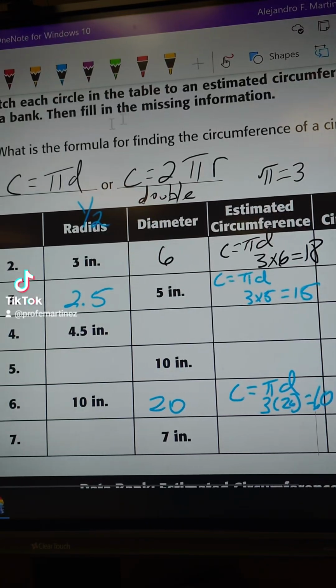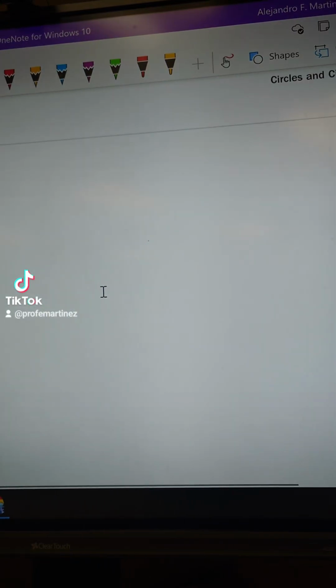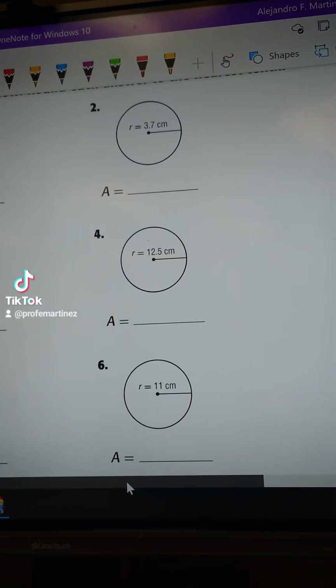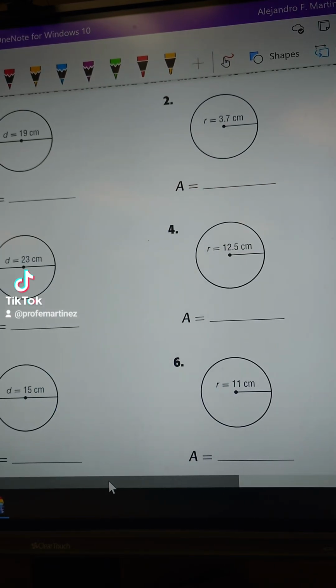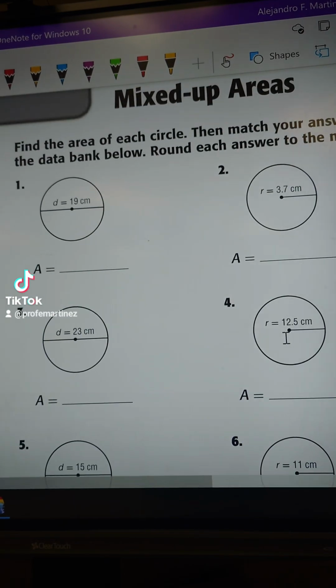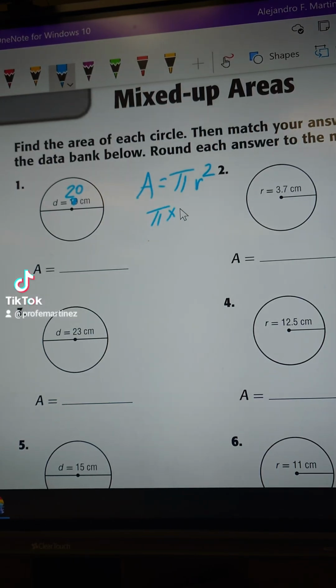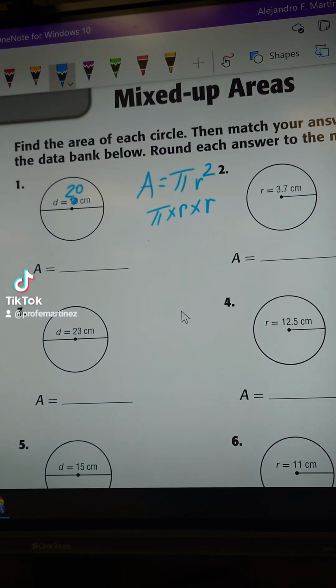Now let's go to the other side of this page, and we're going to see we have area. Okay. Now the area is a little more challenging. For example's sake, instead of 19, we're going to say this is 20. Let's use the formula: the area is pi times radius squared. This doesn't mean radius times 2. This means radius times radius.